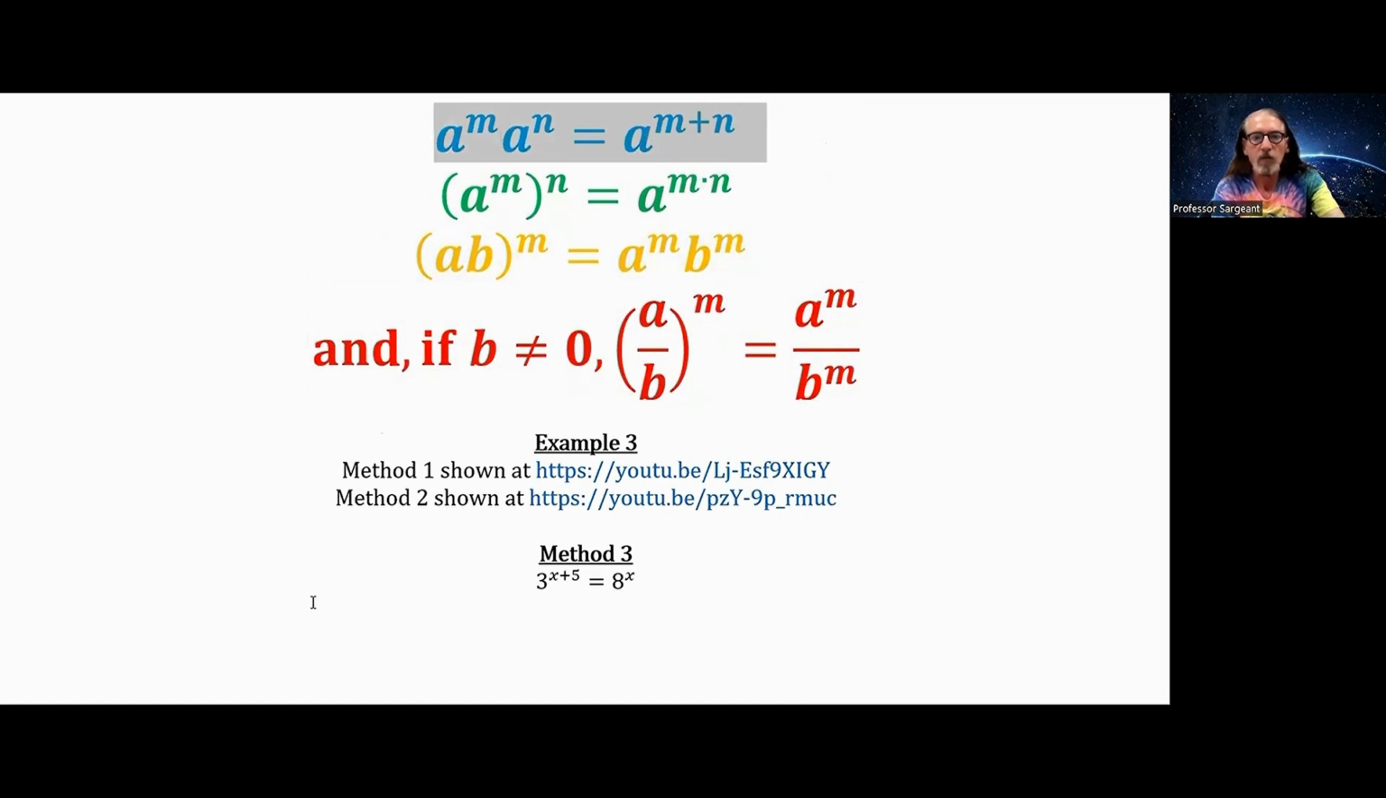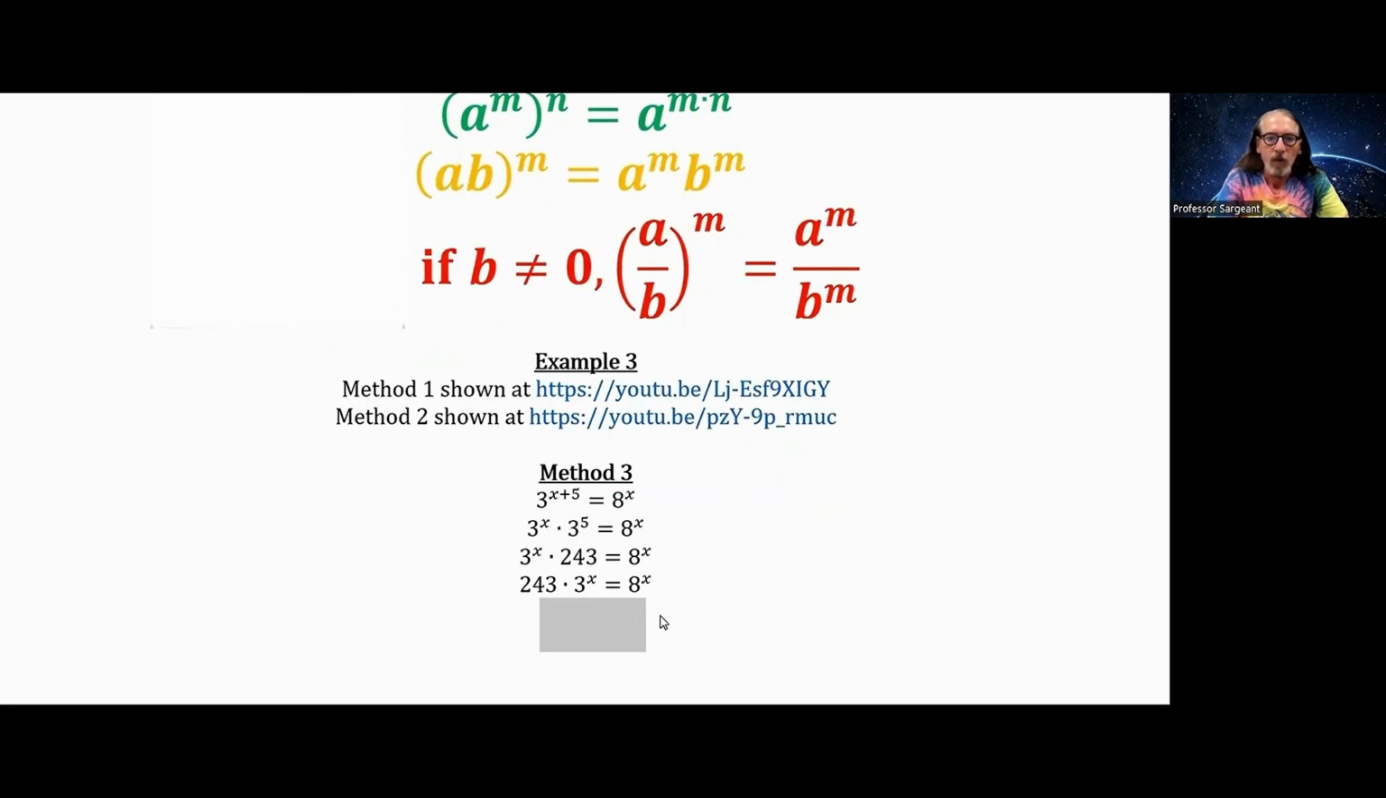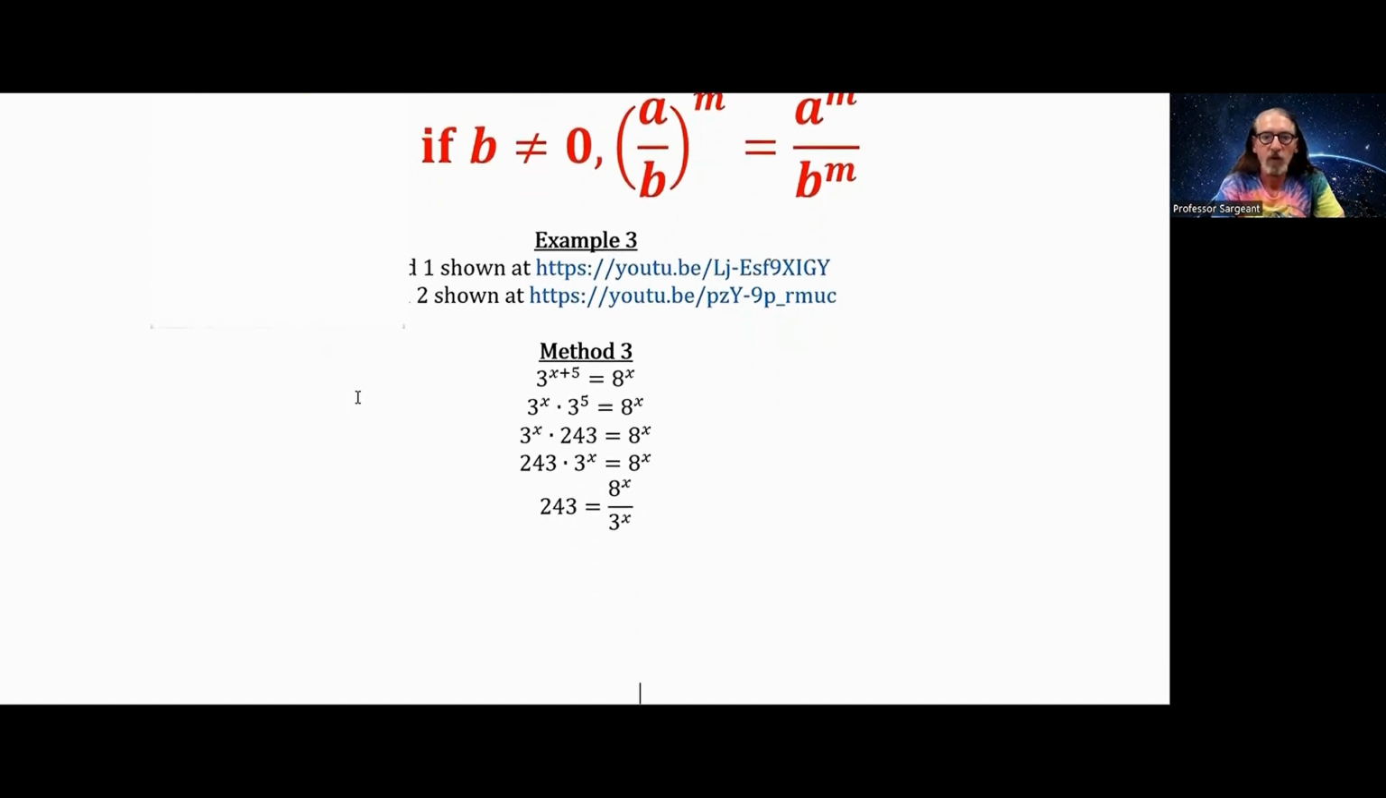The 3 to the power of x plus 5, I'm going to write that as 3 to the x times 3 to the 5th. What good does that do? Well, 3 to the 5th is 243, and if you like, we could put that in front of the 3 to the x, kind of like a coefficient. Then I'm going to divide both sides by 3 to the x, so that things that are raised to the x power are together on one side.